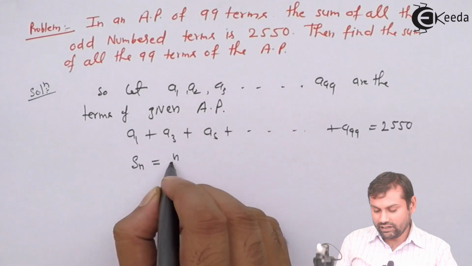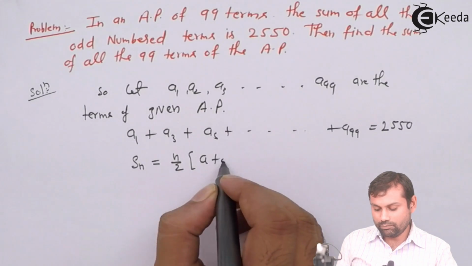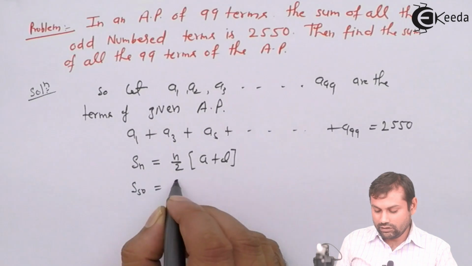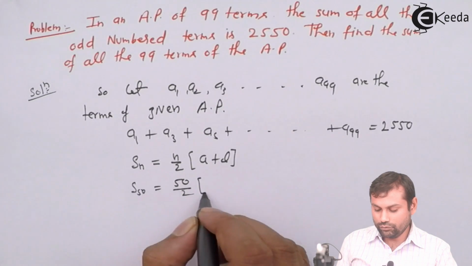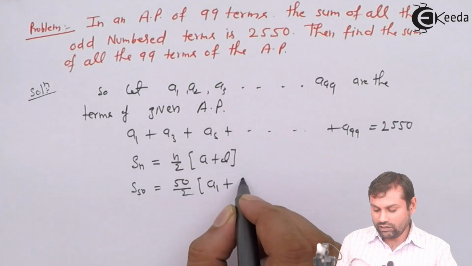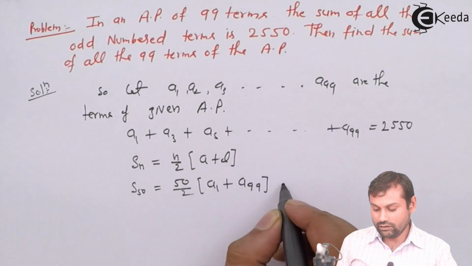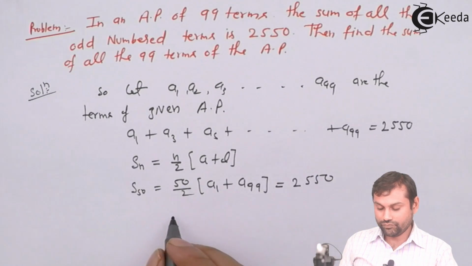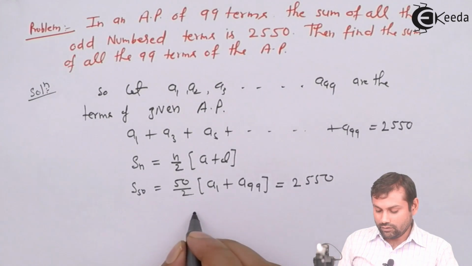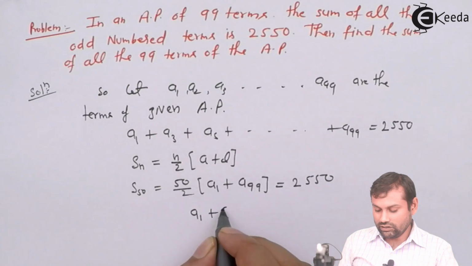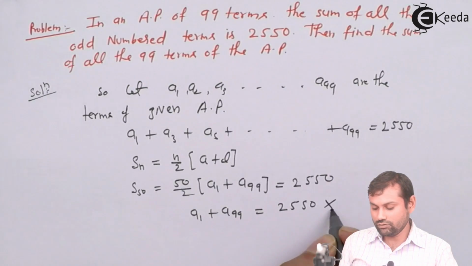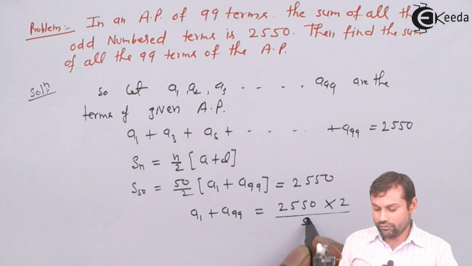So Sn equals n by 2 (A plus L). So here S50 equals 50 upon 2 times (A1 plus A99), that is equal to 2550. Okay, so from here A1 plus A99 is equal to 2550 into 2 upon 50. Now we can solve it.